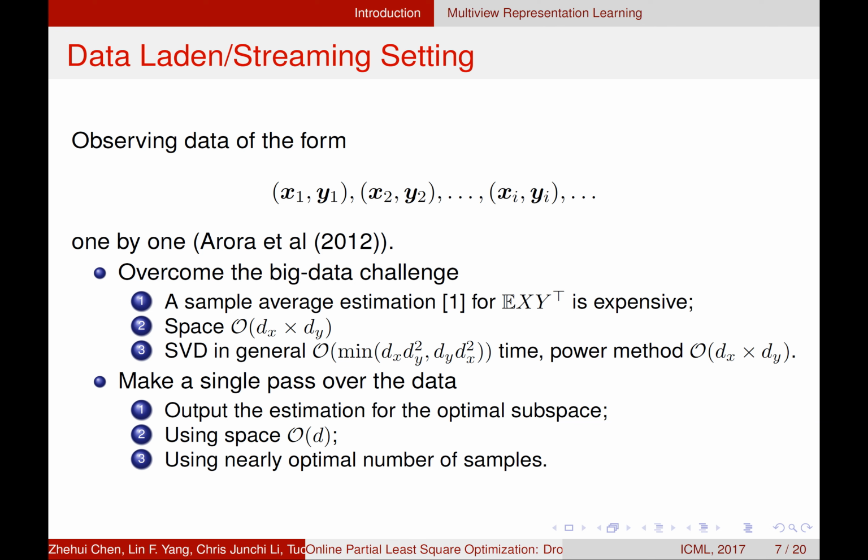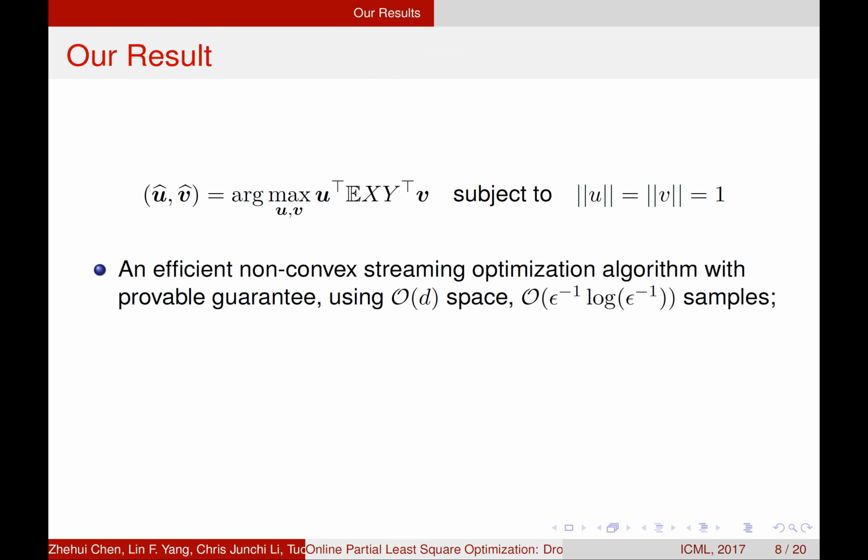So in this setting, the goal is this. So what is our result? Our result is as follows. First of all, we give an efficient non-convex streaming optimization algorithm with provable guarantees. We're using O(d) space and O(ε^-1 log ε^-1) samples to obtain an approximate solution. The epsilon describes the error, the subspace angle between the solution and the true solution.